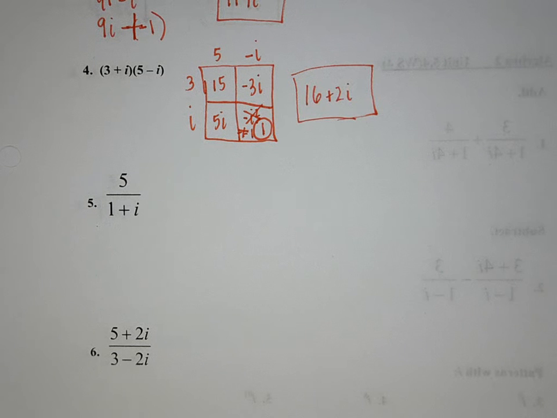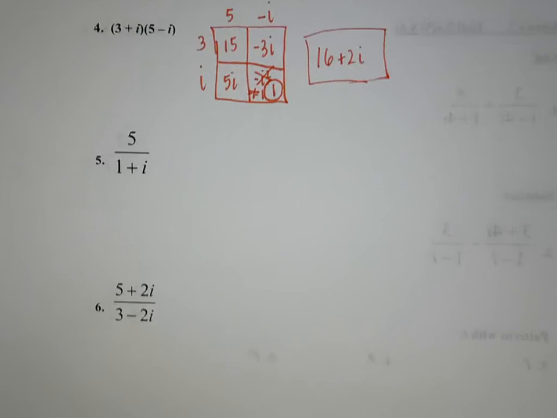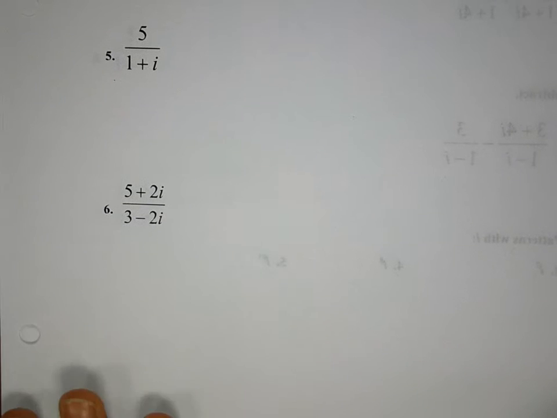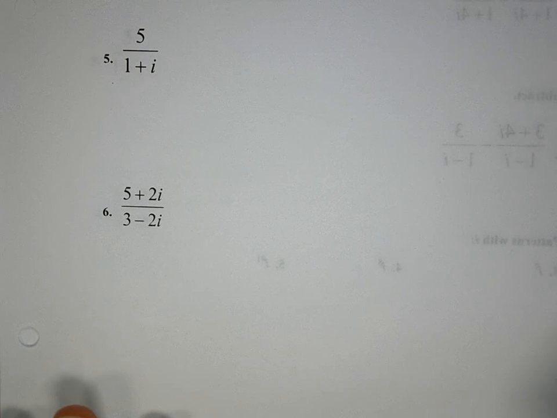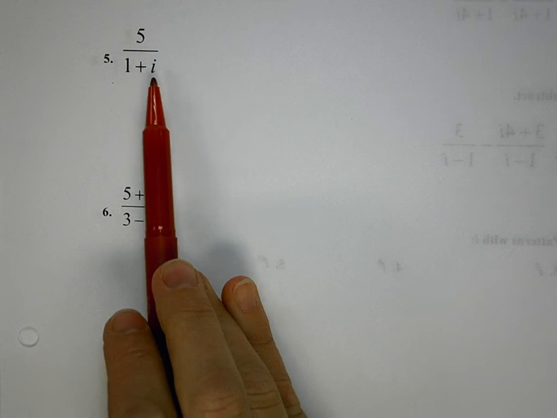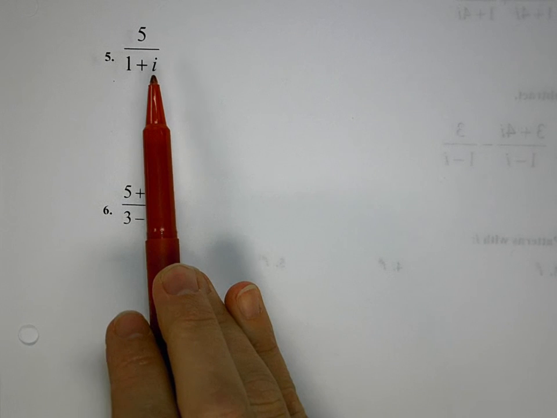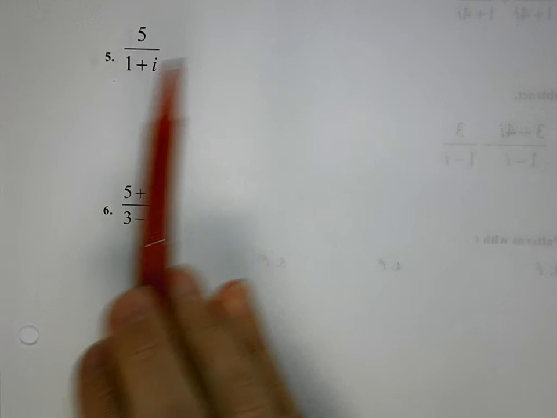Okay, do we have questions on example 4? Okay, on example 5, what is wrong with this? The i is at the denominator. The i in the denominator. Because an i in the denominator, this really represents a square root, right? Because i is the square root of negative 1. So we can't have an i in the denominator.